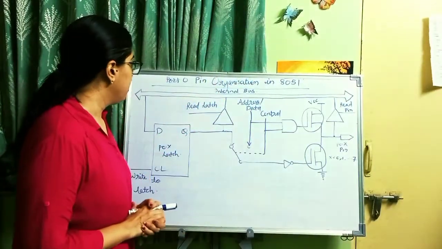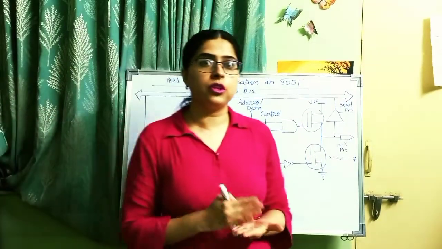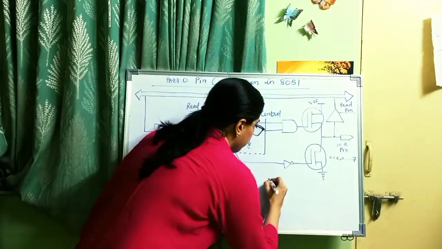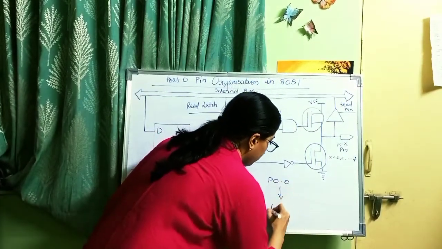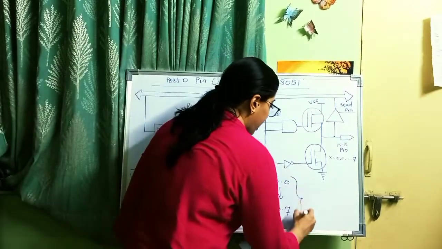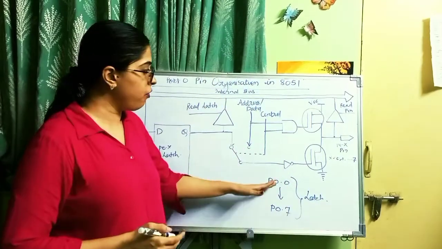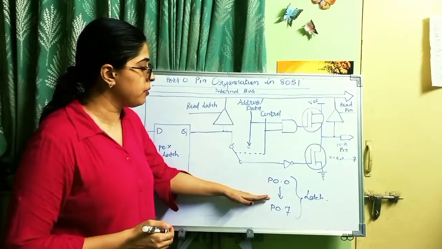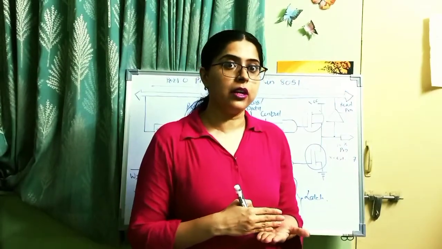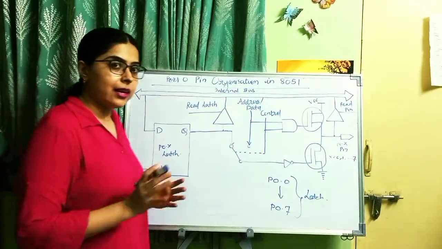Alright, so you can see there is a D latch. Every pin of port 0 has a corresponding latch. Suppose there are pins P0.0 to P0.7, and each line has a separate latch. That means for every line of port 0, P0.0, P0.1, P0.2 till P0.7, every line has a D latch. It is a D flip-flop that acts as a latch. So what exactly happens here?